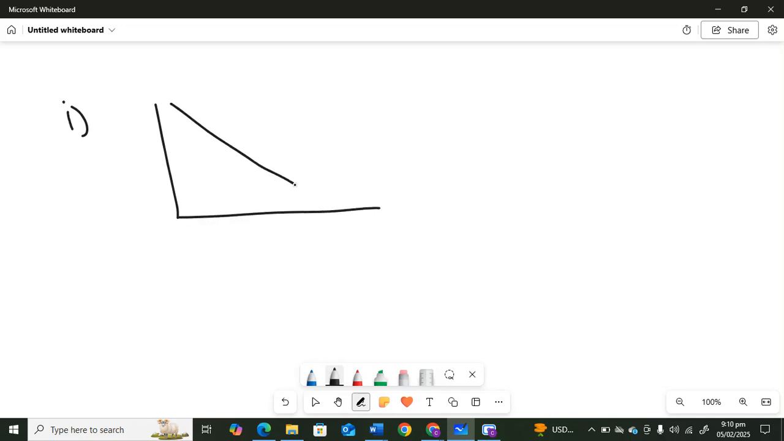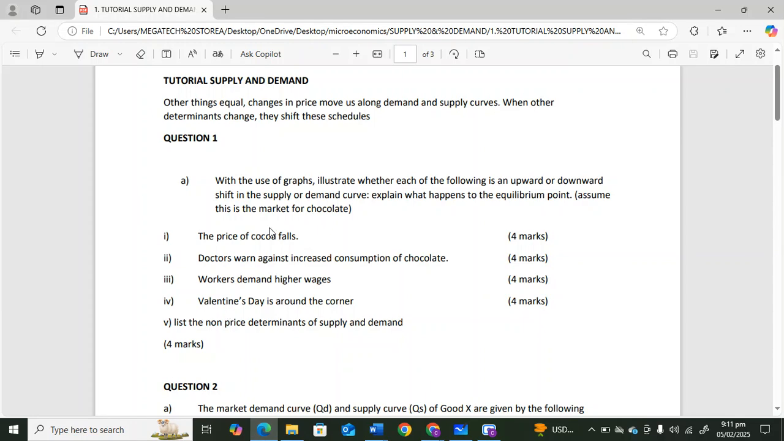Our graph, remember, demand is downward sloping, an inverse relationship between price and quantity demanded, ceteris paribus. Supply is an upward sloping curve. Equilibrium point here, point A. All right. So the first scenario says the price of cocoa falls.